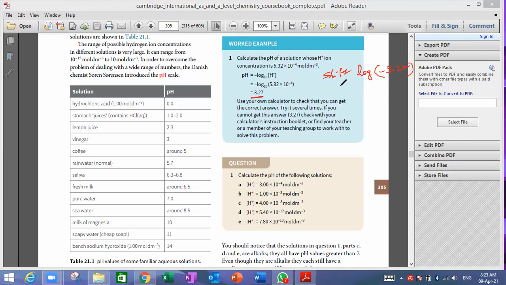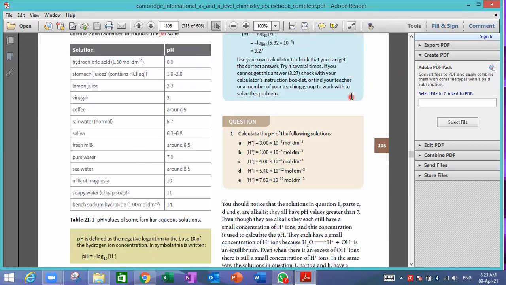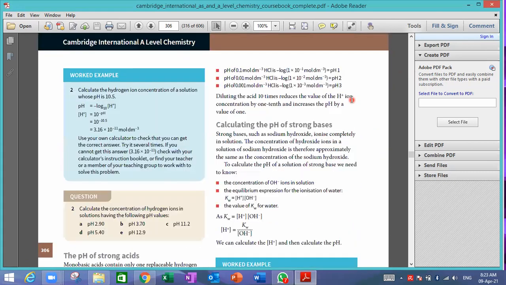If you have a calculator in front of you, you can try it, either by writing shift log, or else in other calculators, there is a 10 to the power button at once. Here, you are going to write 10 to the power minus 10.5. You have a button that is called 10 to the power. So you will press the 10 to the power button and write minus 10.5. That's why the log is to the base 10, because it is 10 to the power minus the pH.